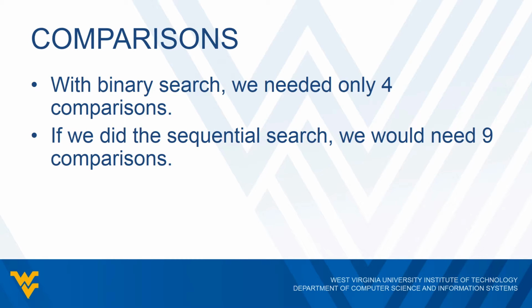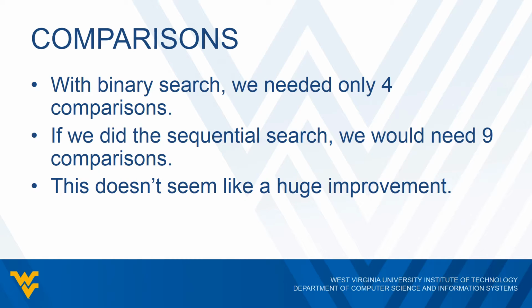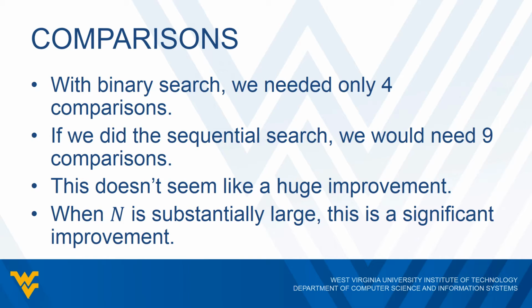You might think that's not really a huge improvement. Between 4 comparisons and 9 comparisons, that's not a whole lot. The reason why this is a big deal is that when n becomes substantially large, this is a huge improvement. There's just a completely huge difference between using binary search and sequential search.